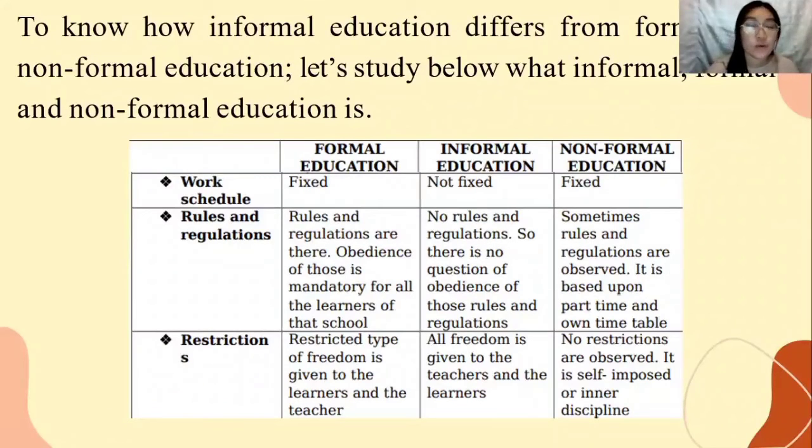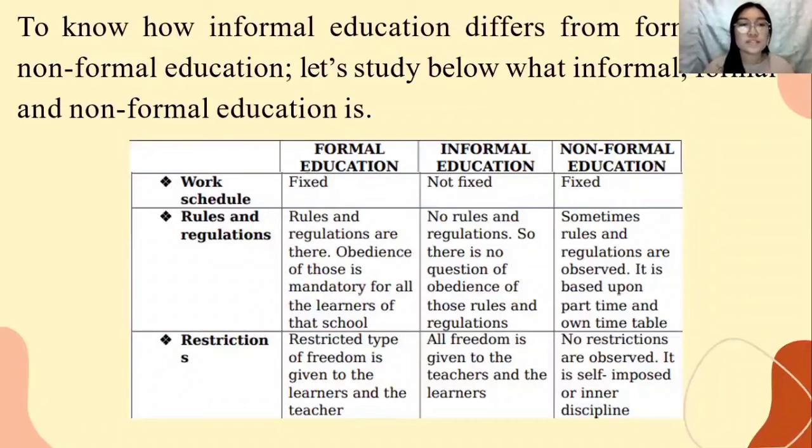Next is the work schedule. In formal education and non-formal education, it is fixed, while in informal education, it is not fixed. Rules and regulations. Rules and regulations in formal education are there. Obedience to those is mandatory for all the learners of that school. In informal education, there are no rules and regulations. So there is no question of obedience to those rules and regulations. In non-formal education, sometimes rules and regulations are observed. It is based upon part-time and own timetable.